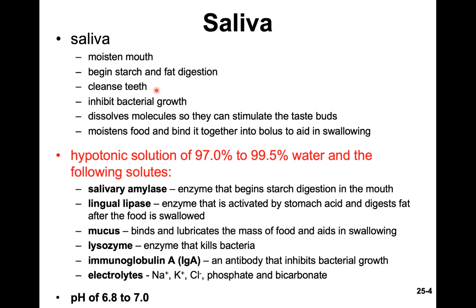Saliva cleanses your teeth by inhibiting bacterial growth. It's able to dissolve the food particles and chemicals so that they can be received by taste buds. And then it binds all of that food together, mixing it with the saliva to create something called a bolus. And a bolus is a key term that you should know. So bolus is going to be food and saliva mixed together.